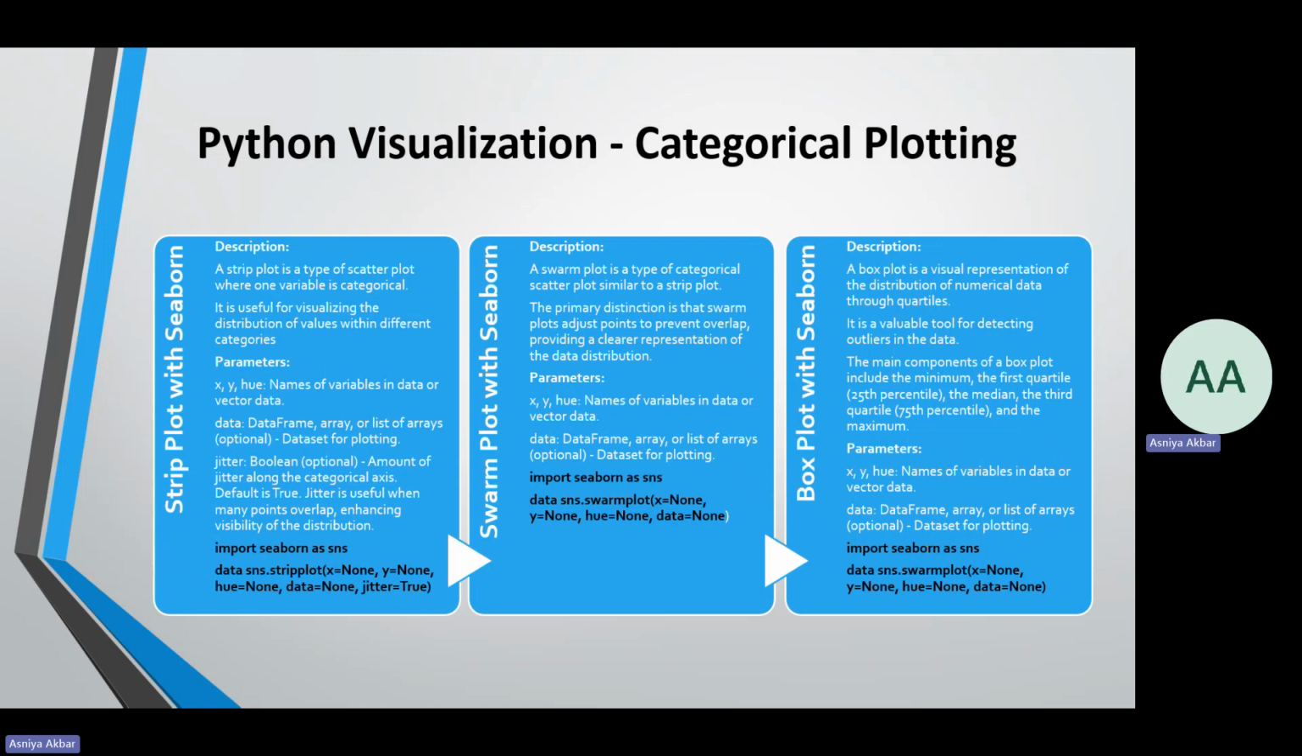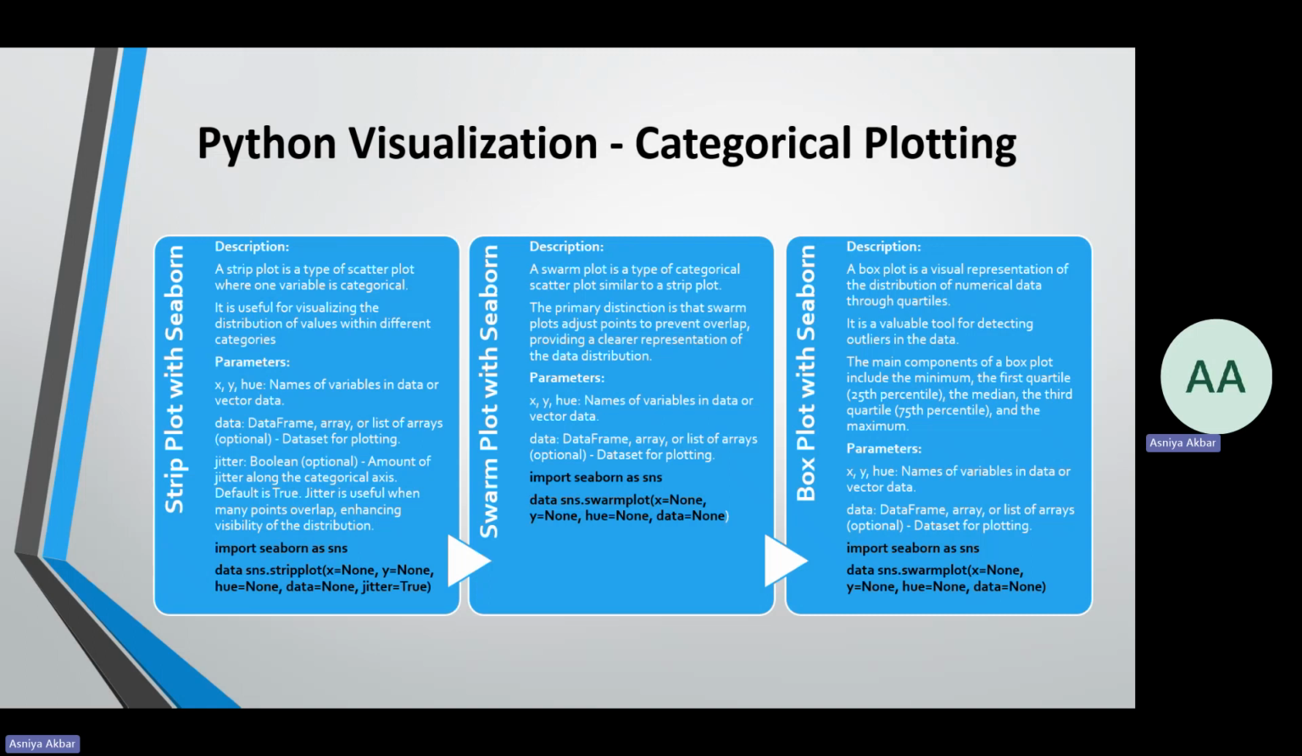A strip plot is a type of scatter plot where one variable is categorical, and it is basically useful for visualizing the distribution of values within different categories. They have parameters like x, y, hue. It has data. It has jitter. So x, y, hue are names of variables in the data or vector data.